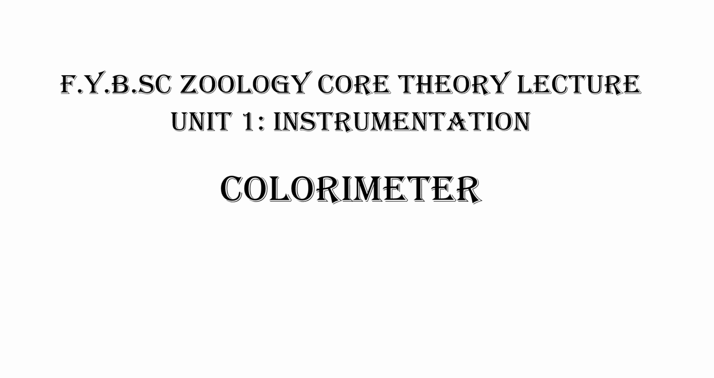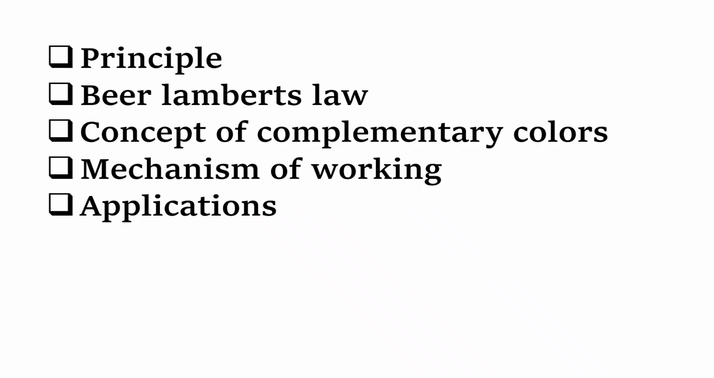Today we are going to see another topic from instrumentation, that is colorimeter. We're going to start with colorimeter, and in this topic, first we are going to talk about the principle on which the colorimeter works. We're going to talk about the Beer-Lambert's law, the concept of complementary colors, the mechanism of working, and the applications of colorimeter.